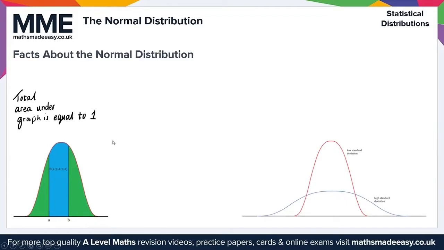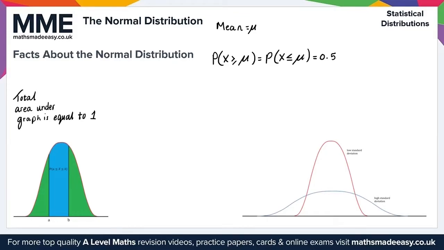Now, the normal distribution is also symmetric about the mean mu. So we use the Greek letter mu to represent the mean. And as we've just noted, the normal distribution is symmetric about the mean. So using that fact, we can also state that the probability that x is greater than or equal to the mean mu is equal to the probability that x is less than or equal to the mean mu, and this is equal to 0.5. This is due to the fact that the normal distribution is symmetric.